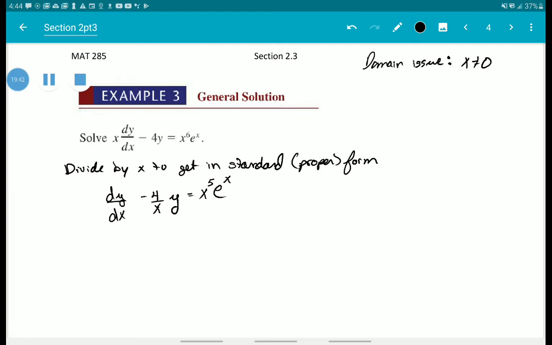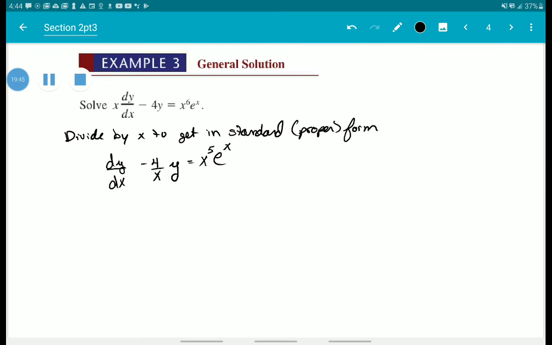The process is the same. We still need to find that integrating factor. It's going to be e to the integral of negative 4 over x dx. And then when we integrate that, we're going to get e to the negative 4 ln of the absolute value of x. But remember that negative 4 is really an exponent on that x.